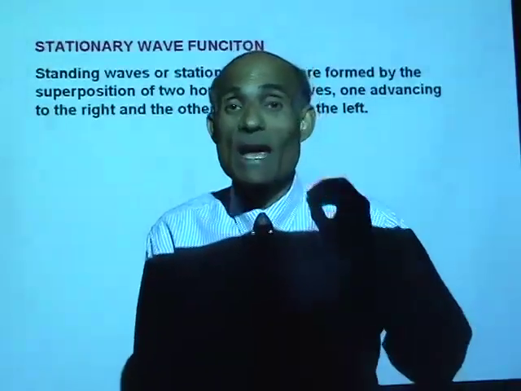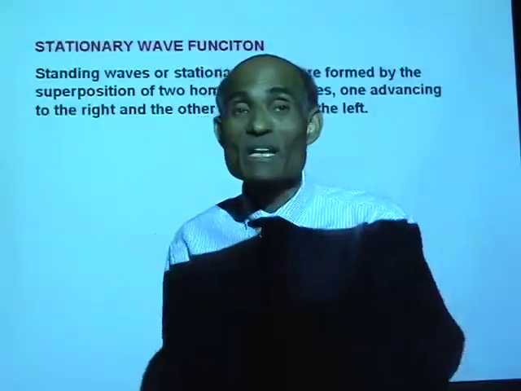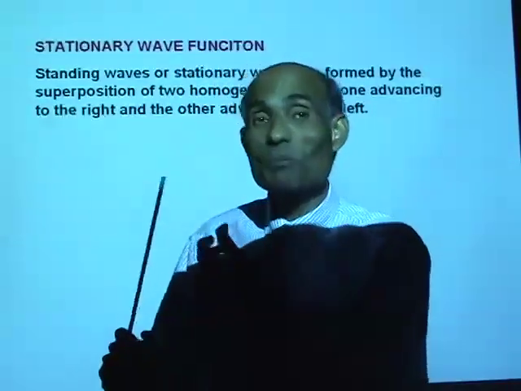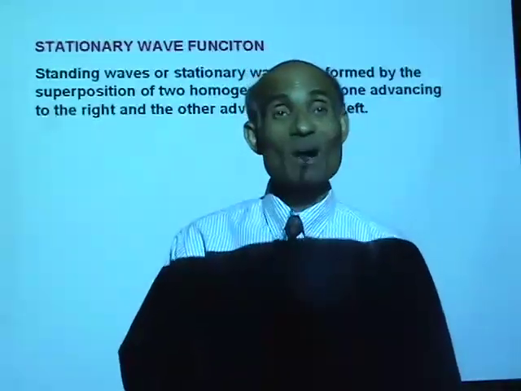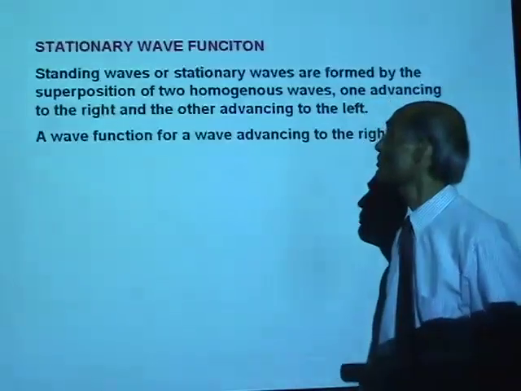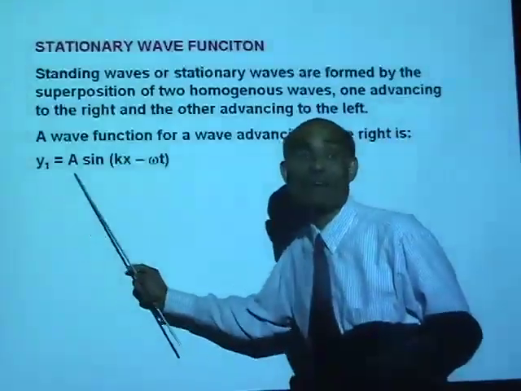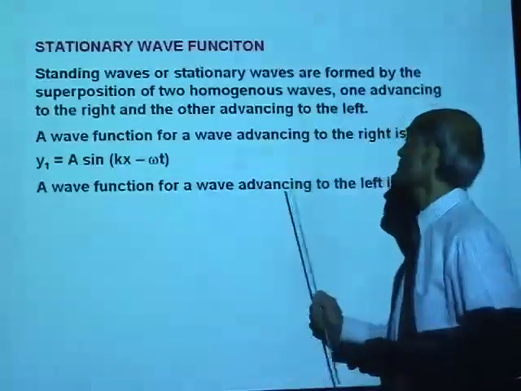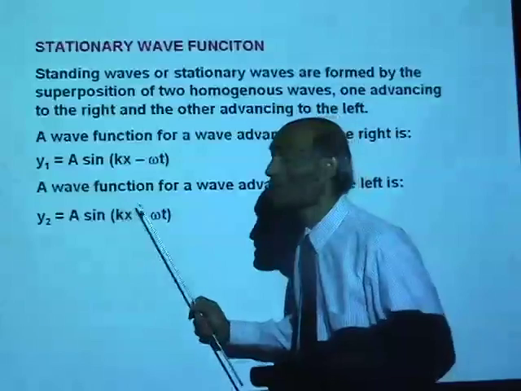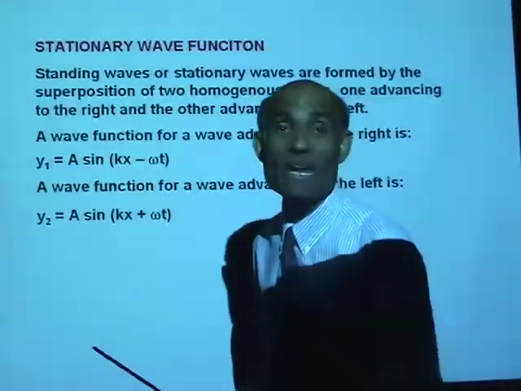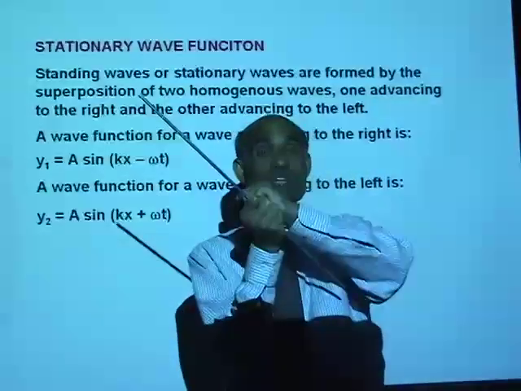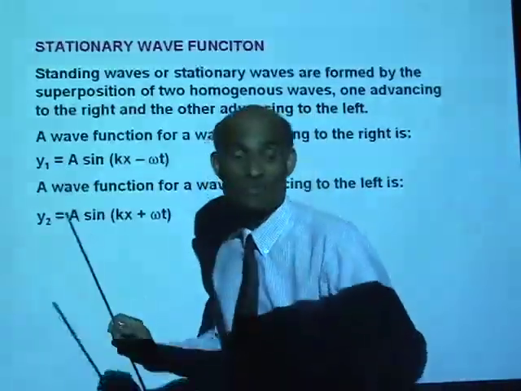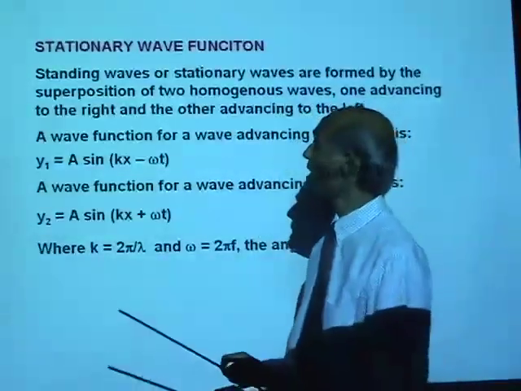Well, y = A sin(kx − ωt) is the equation of the wave that advances to the right. y = A sin(kx + ωt) is the equation of the wave that advances to the left. So the wave function for a wave advancing to the right is y1 = A sin(kx − ωt), and the wave function for a wave that advances to the left will be y2 = A sin(kx + ωt). And these two waves now superimpose each other. That means the resultant displacement at any segment of the string will be y1 + y2. All right, what is y1 + y2 equal to?